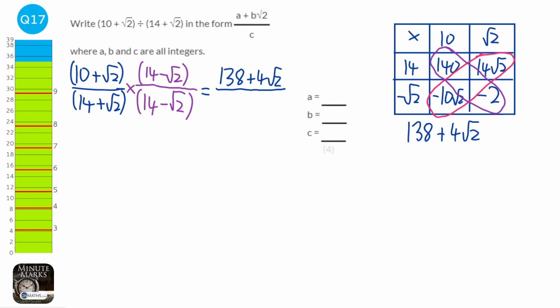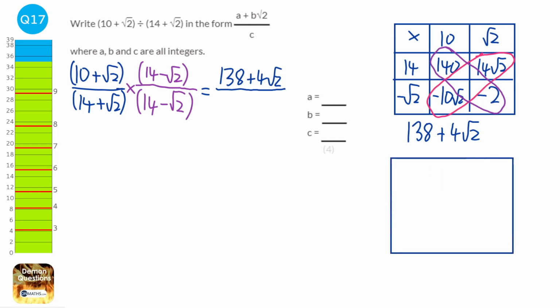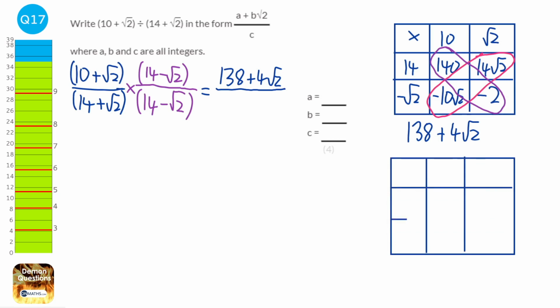And let's do the bottom. And I like these grids because you can see if you've made any mistakes quite quickly with these. You can check your working. So 14 plus root 2 times 14 minus root 2. You'll see why in a second we do the opposite.